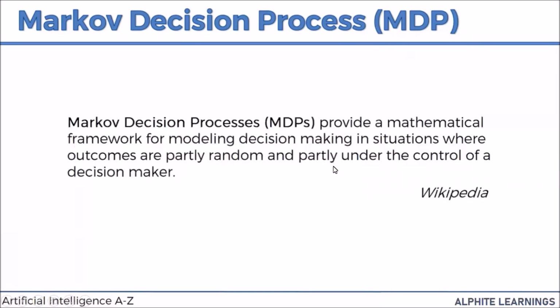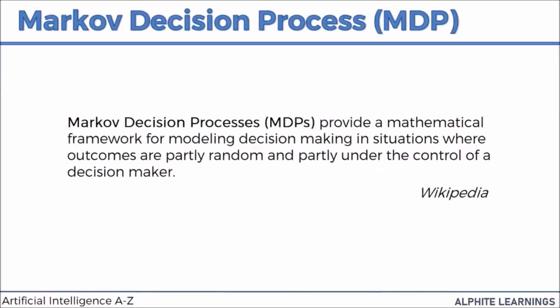Okay, so the Markov decision process. What is meant by Markov decision process? So Markov decision processes provide a mathematical framework. This is the keyword. Basically, a Markov decision process is a mathematical framework for modeling decision making in situations where outcomes are partly random. We said non-deterministic search: only one option won't be there, so a random option will be there. Randomness will be there, under partial control of the decision maker.